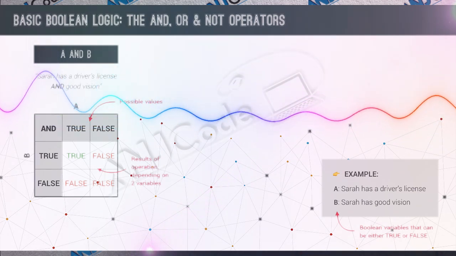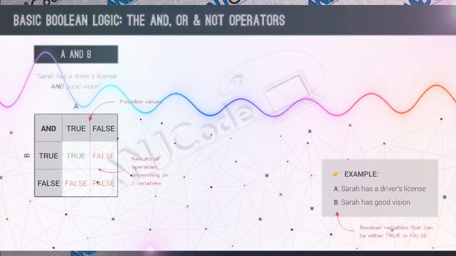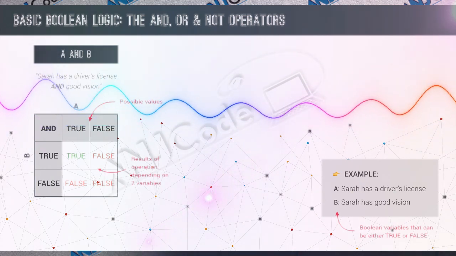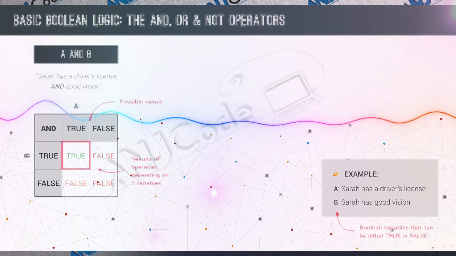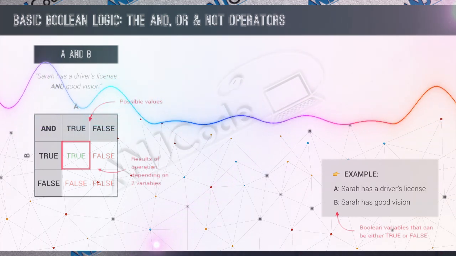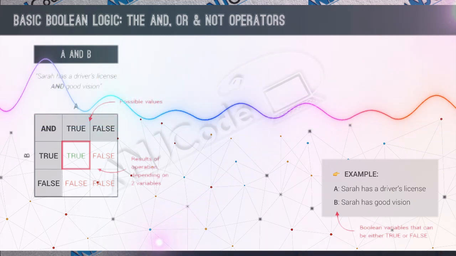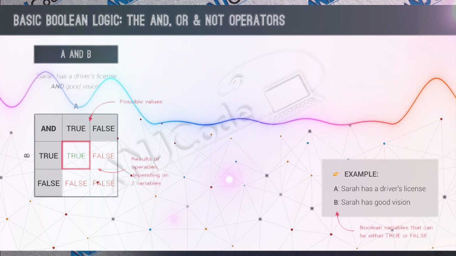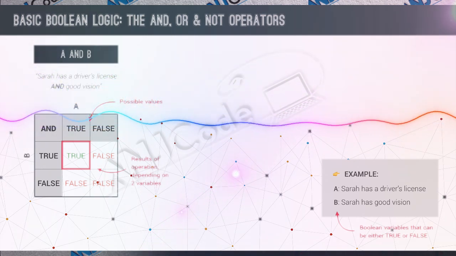So what we can see from this table is that only if both A and B are true, the result of the operation will be true as well. And that makes sense, right? After all, it's called the AND operator. And so again, what the AND operator does is to return true only if both A and B are true. In all other situations, if either A or B are false, then A and B will also be false.